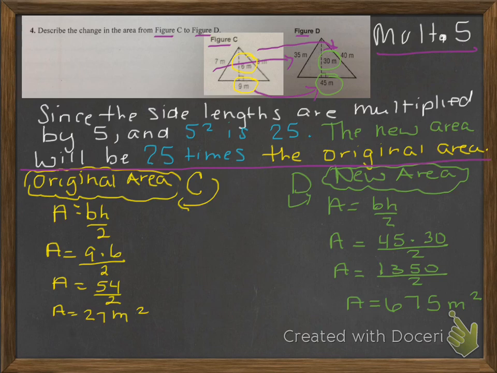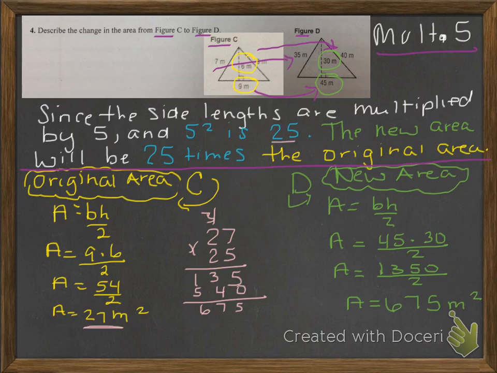We have the 27 meters squared of figure C, and we have 675 meters squared of figure D. Now remember our theory above. Since the side lengths are multiplied by 5, and 5 squared is 25, the new area will be 25 times the original area. So the way that we test or justify to make sure that we are correct is going to be to multiply out the 27, which was our original, times the 25, which we got from squaring up here, and we should anticipate getting the 675, which is right here. And as you can tell, right down here is what we got, the 675.